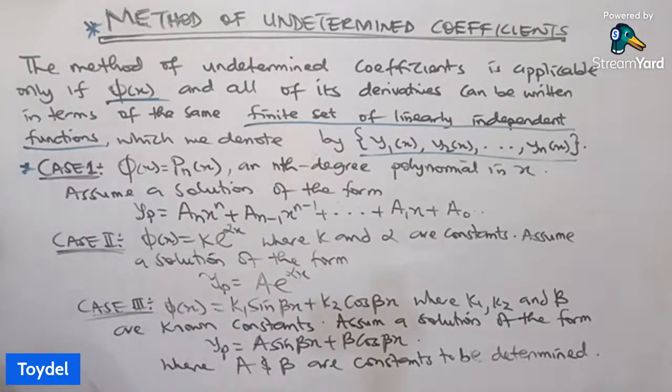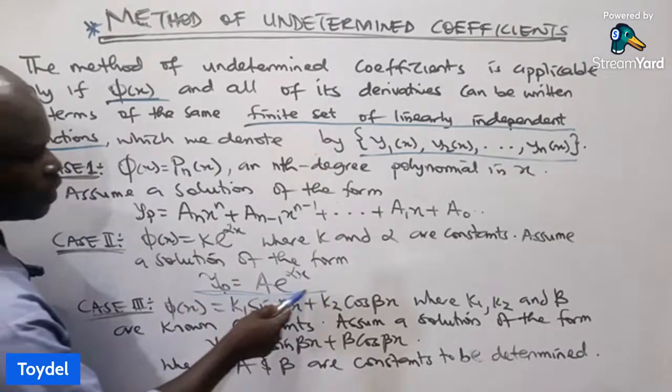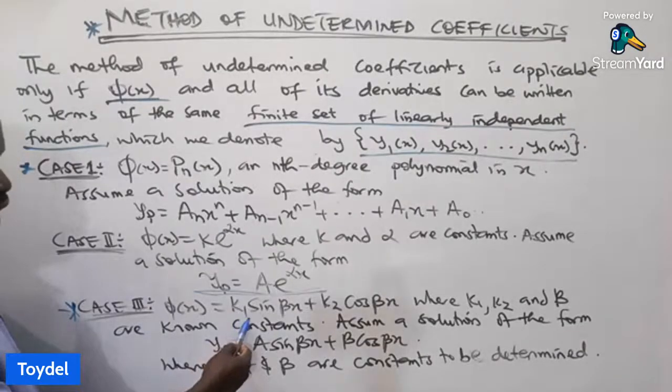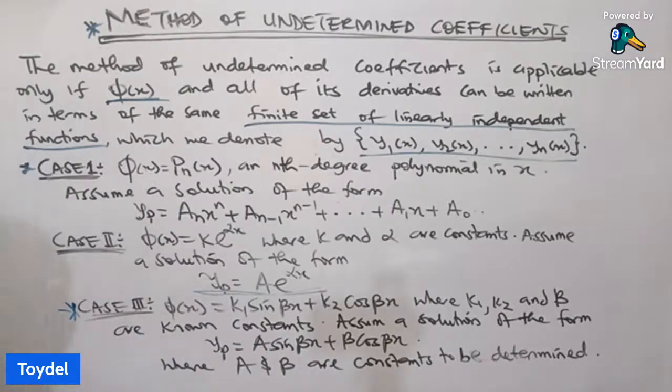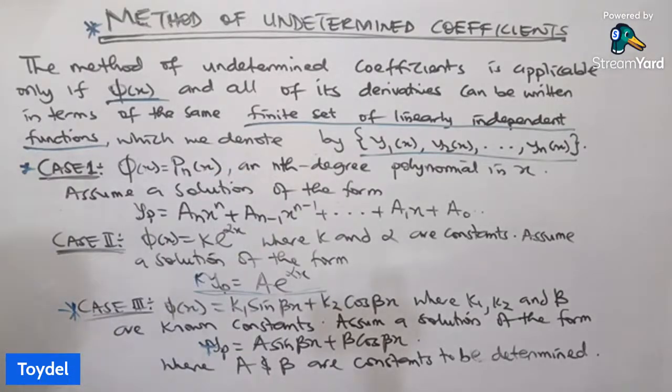Case 2: if the right-hand side is in the form of an exponential, k e to the alpha x, where k and alpha are constants, we assume this solution for the particular solution. The third case is when phi of x is in the form of k1 sine beta x plus k2 cos beta x, that is a trigonometric function, where k1, k2, and beta are constants. Then we assume this solution when we have it in the form of trig. This one is exponential, this is trig, and this is polynomial.